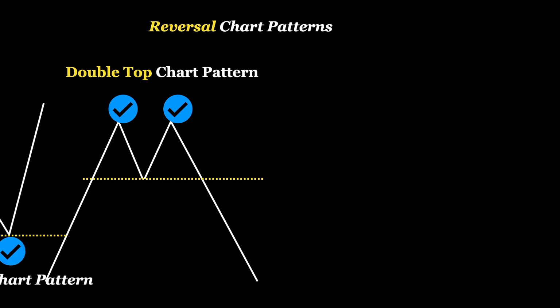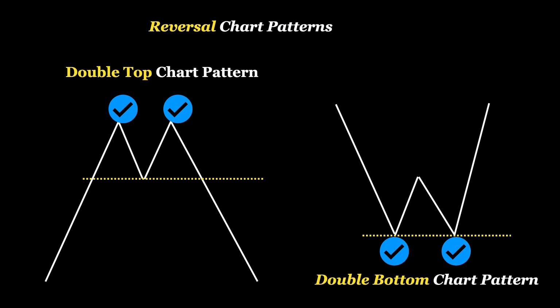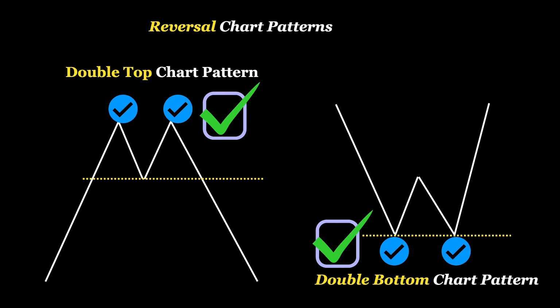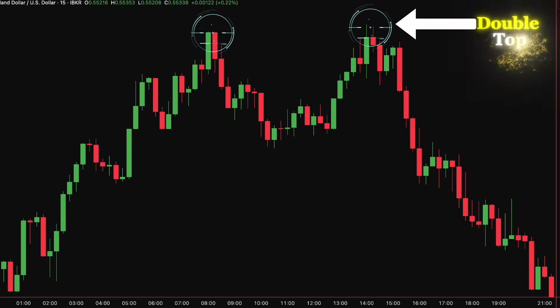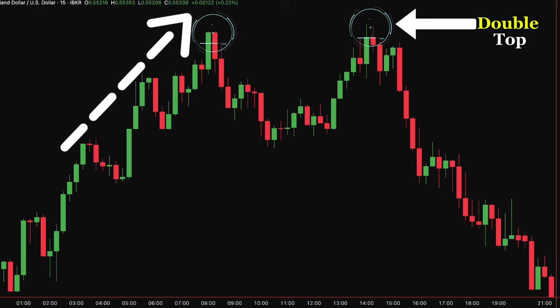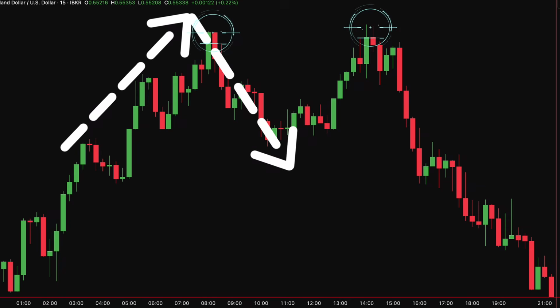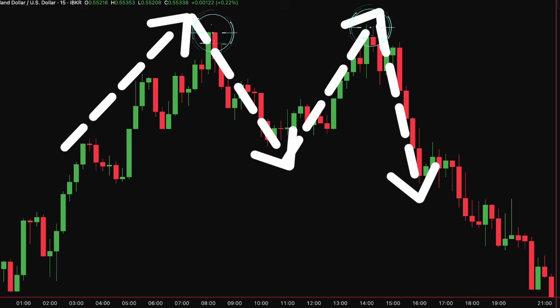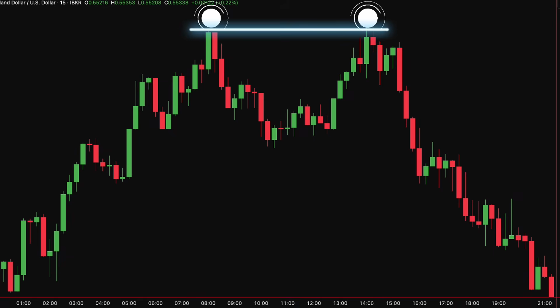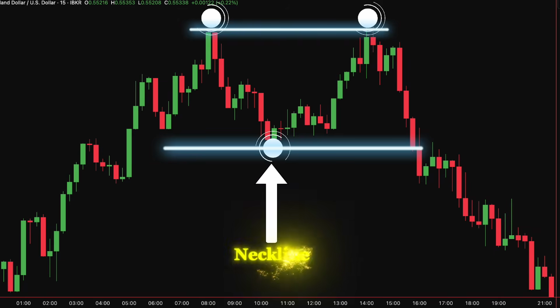Let's begin with two of the most powerful and recognizable reversal patterns, the double top and the double bottom. We'll start with the double top. This pattern typically forms after an uptrend. Price moves higher, then pulls back and makes another attempt to break that high, but fails. The two equal highs create a resistance level, and the low between them is what we call the neckline.